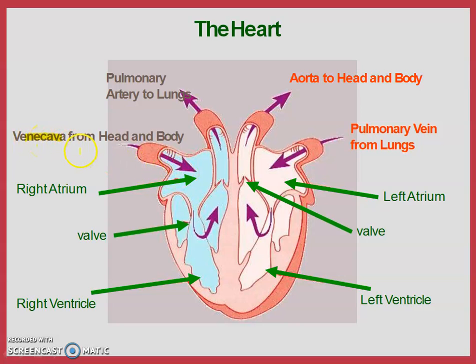Vena cava is a main vein. There is a superior vena cava and an inferior vena cava. The superior vena cava brings blood from the head and neck, and the inferior vena cava brings blood from the abdominal regions. The blood comes into the right atrium, the right auricle, and from there it flows through the valves into the right ventricle. From the right ventricle this impure blood is carried through the pulmonary artery into the lungs for purification.